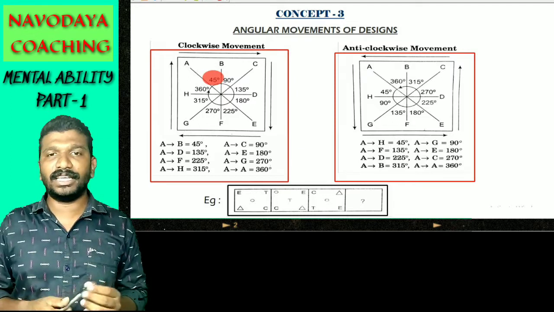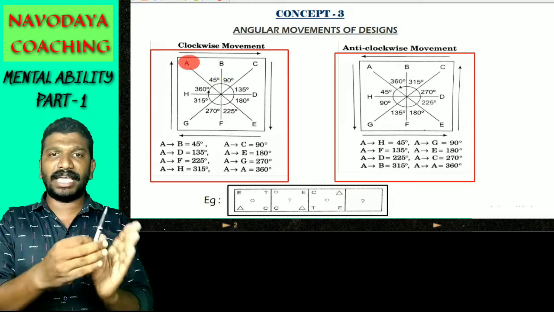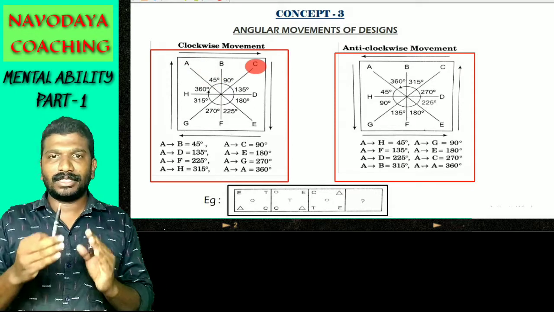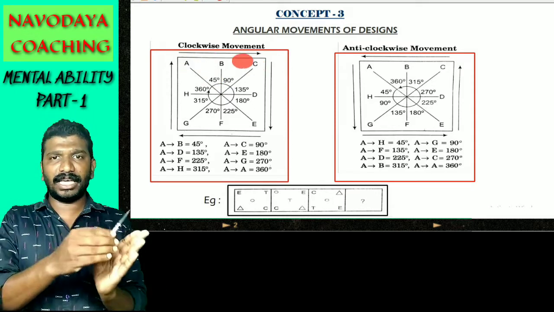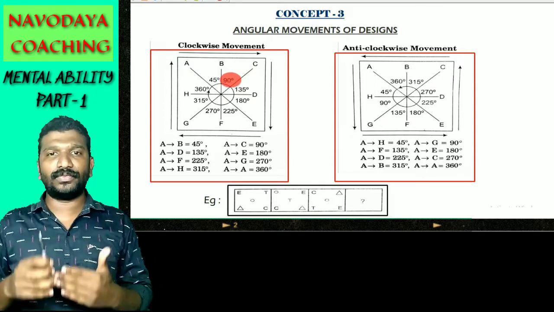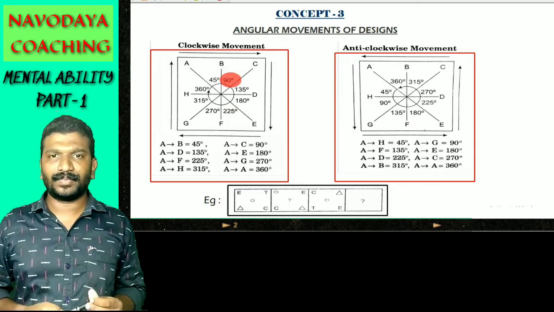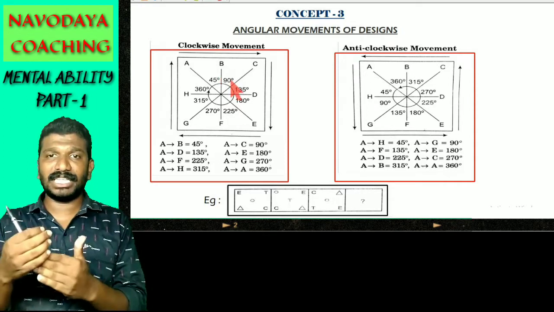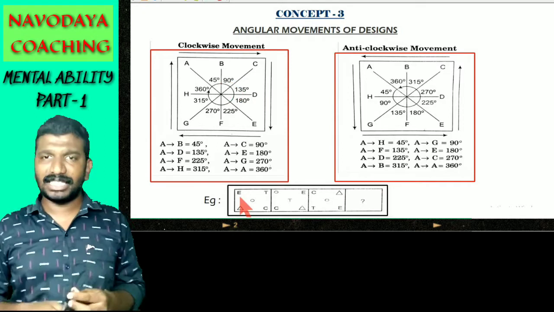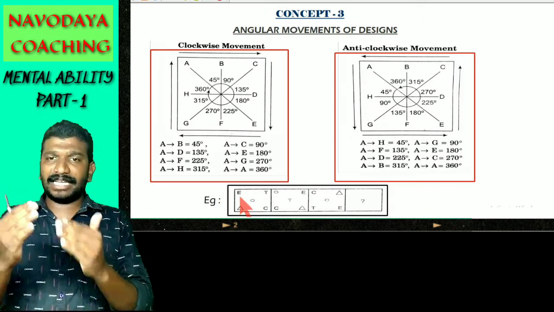Clockwise 45 degree movement. If a figure is moving from A to C, then the angle of movement of the design is clockwise 90 degree. For understanding the concept easily, one example is given below. Shall we check the example?